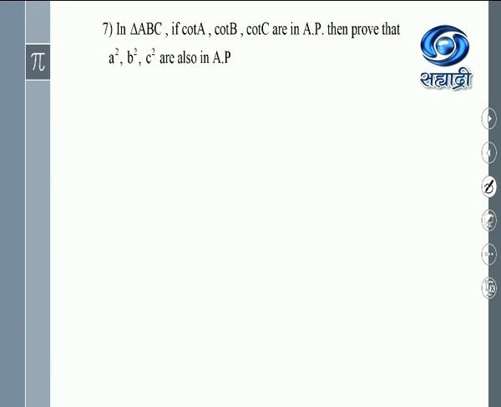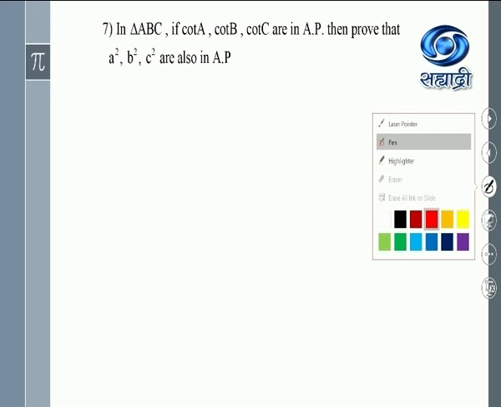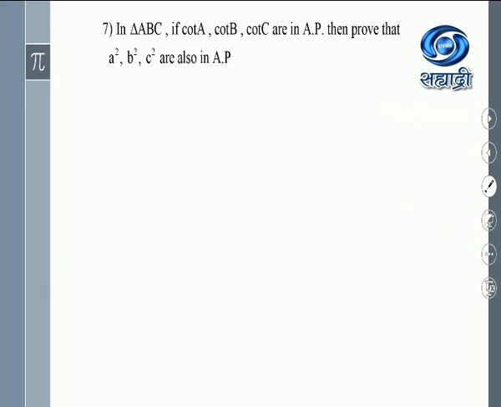Now sum number 7. This is also one of the important sums. All these sums may be asked for 4 marks. So remember the weightage is more. In triangle ABC, if cot A, cot B, cot C are in AP, then prove that A square, B square, C square are also in AP.